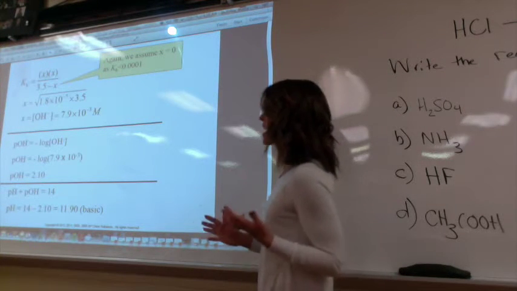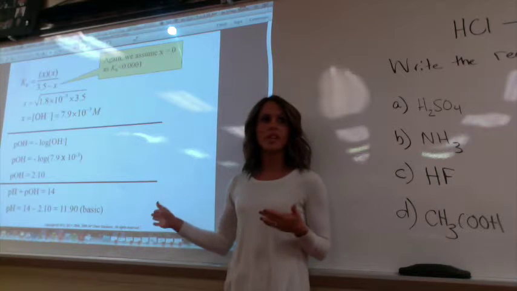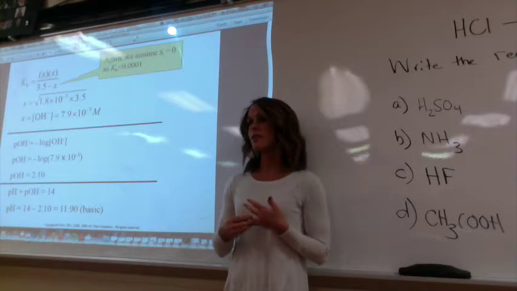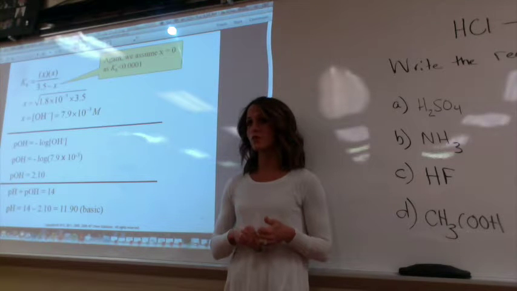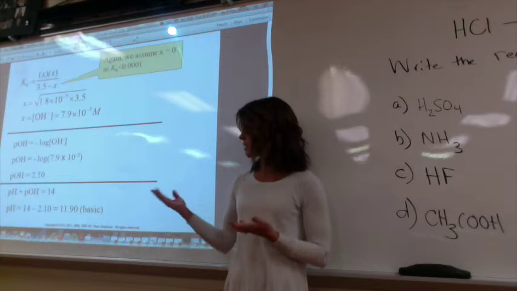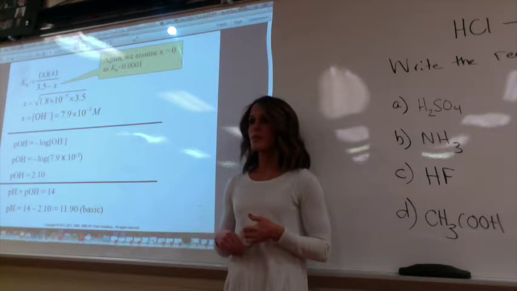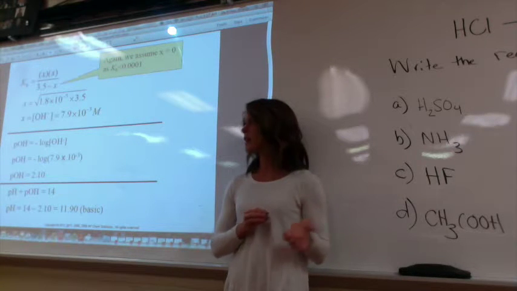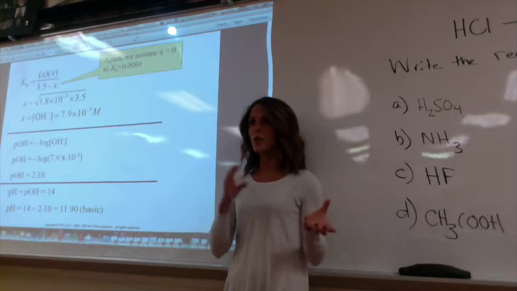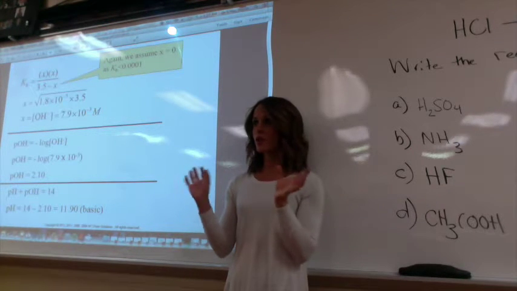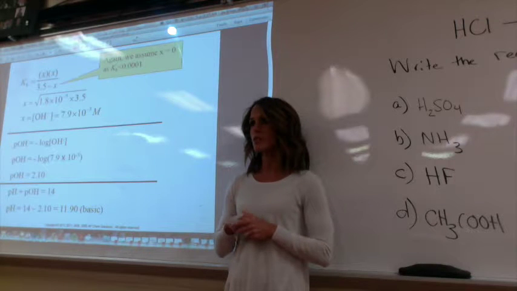And then a good check is to recognize that your pH should be in the basic region. If you have a pH below 7, you probably messed up somewhere. And since this isn't a strong base, your pH should not be close to 14. It should be in this range, right? Something between a 13 and a 14 is going to be a strong base. Something that's a strong acid is going to be between like a 0 and a 1.5 maybe. And then weaks are going to fall in sort of any range.